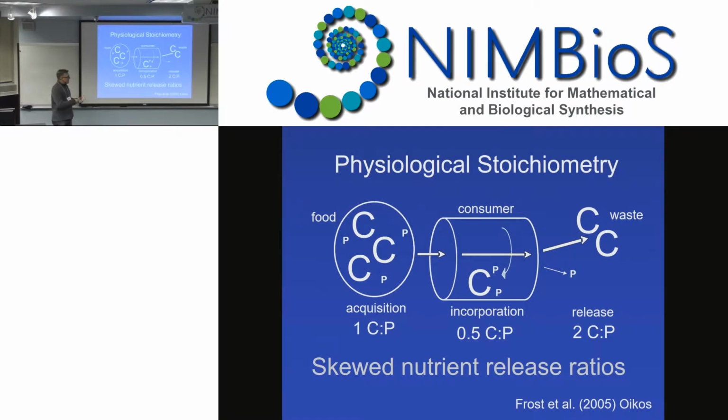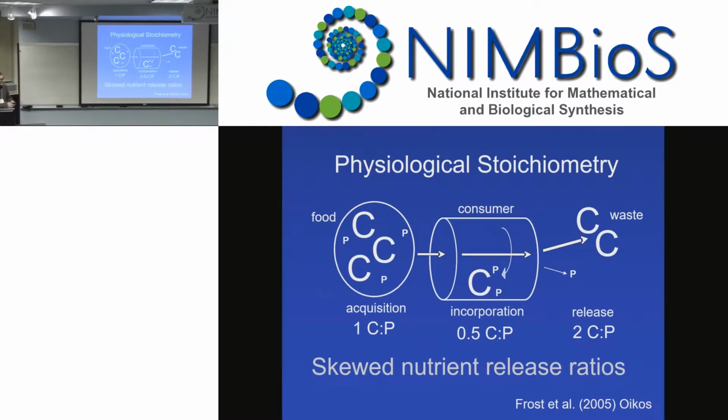So this, as I mentioned, can result in a skewed nutrient release ratio. A 1-to-1 ratio is the way a stoichiometrist might show this: you would calculate the ratio of C to P. So here's a 1 C to P ratio, but the consumer needs half. And if there was a difference in the consumer body versus the food, then this would result in a skewed nutrient release ratio.